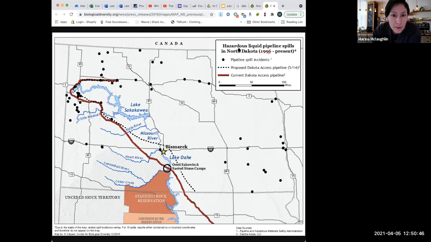So look at the map though. The little circles are pipeline spill incidents, right? Where you see the little circles, there have been problems already with other pipelines spilling. If you just look at that, you would think, oh, wow, it must be common that this happens. The spills are actually quite common. We just don't really hear about it on the news or anything. So this is back from 2016.